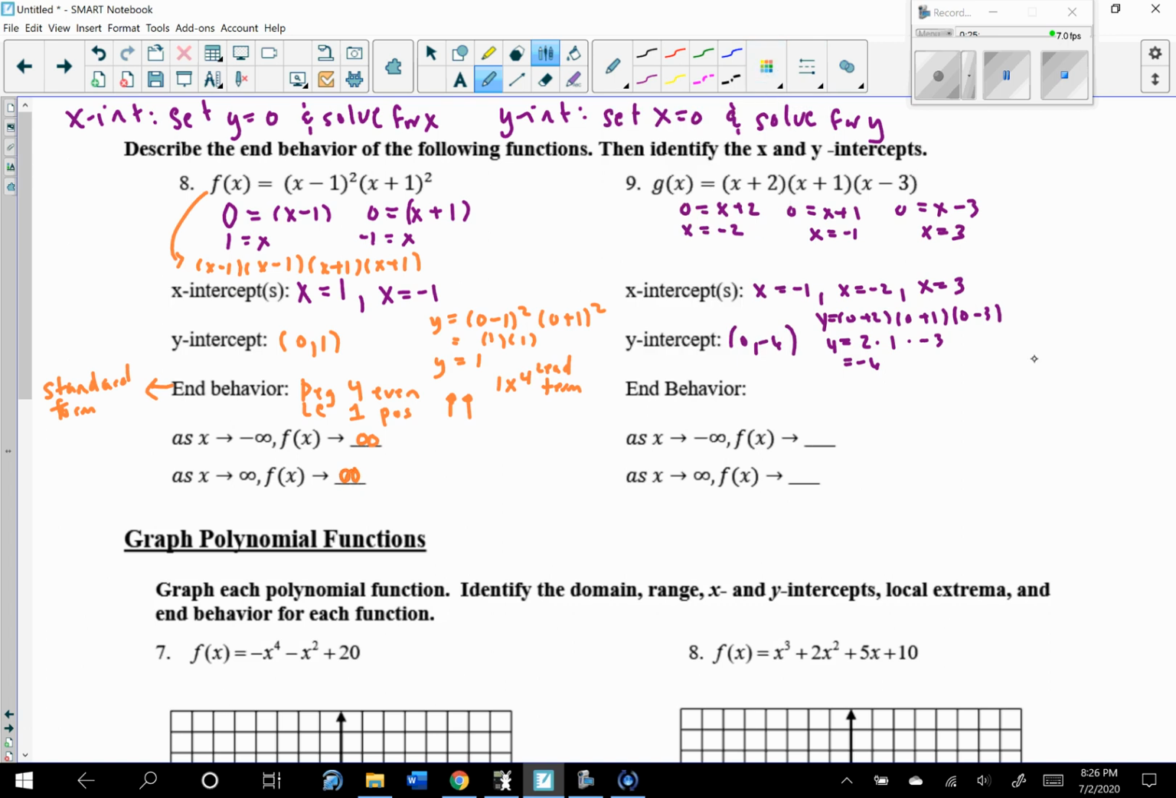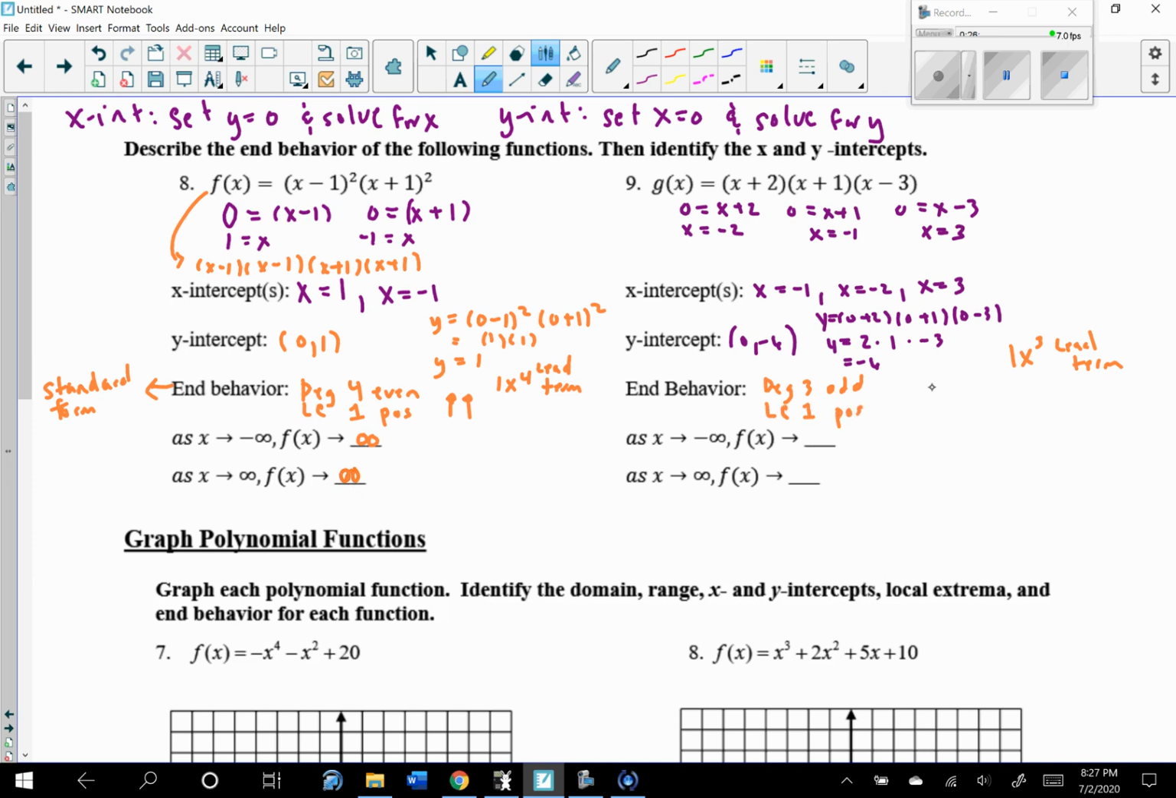For the end behavior, if we were to think about multiplying this out, x times x times x would be x cubed. And what's in front of the x is 1. If you multiply 1 times 1 times 1, you get 1. So this is the leading term. This is degree 3, which is odd, and the leading coefficient is 1, which is positive.